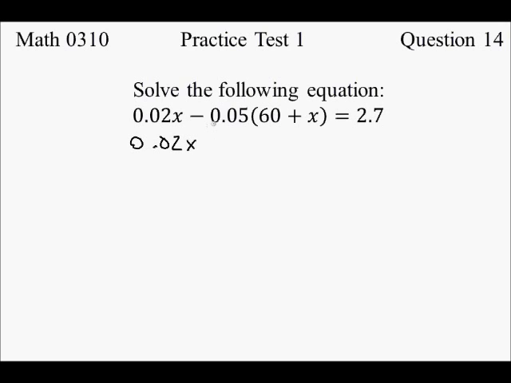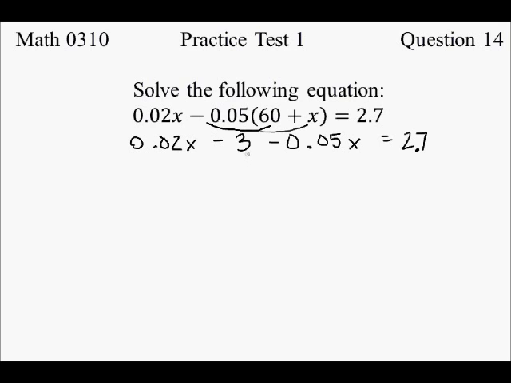Let's keep our 0.02x there. And now we distribute negative 0.05 times 60. You're welcome to use the calculator on that. 0.05 times 60, we're going to get 3 there. And a positive and a negative, so opposite signs, we're going to get a minus 3 there. And then a negative 0.05, we want to take that times our x term now, so that's going to give us a negative 0.05x equals 2.7. Okay, so after we distribute, notice we have some decimals here in 3 different terms.